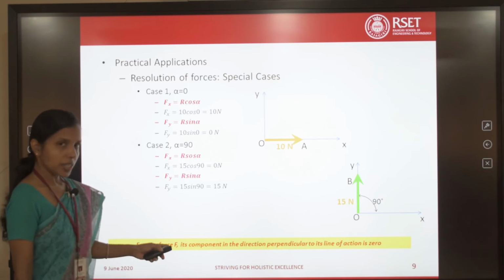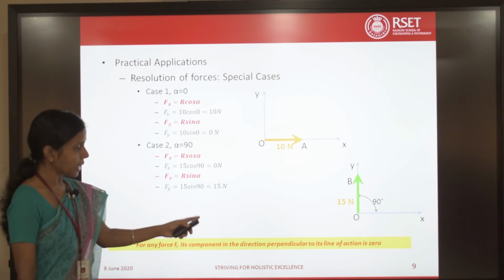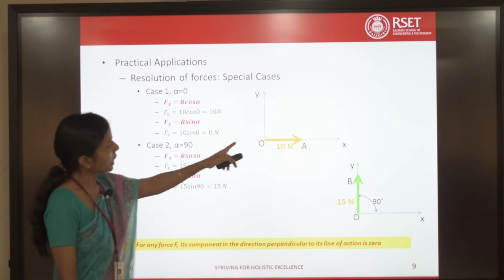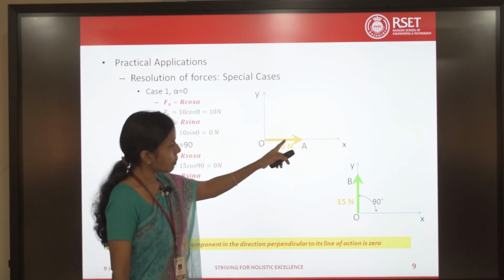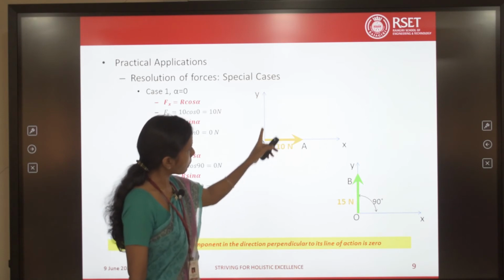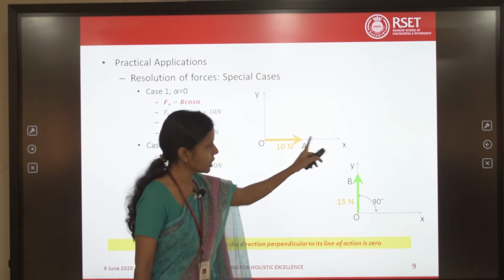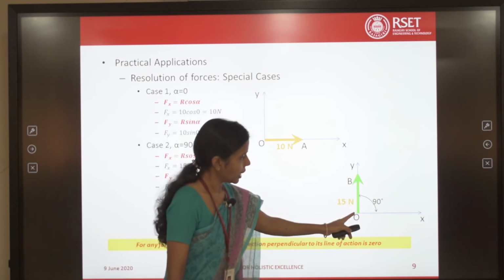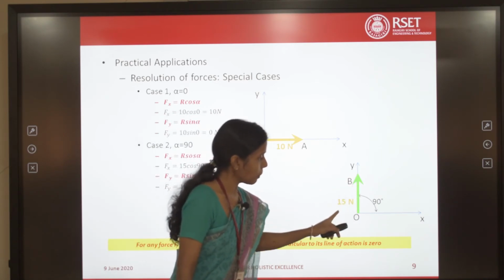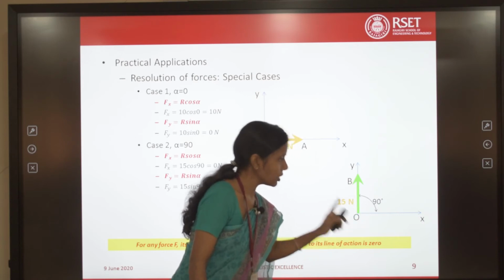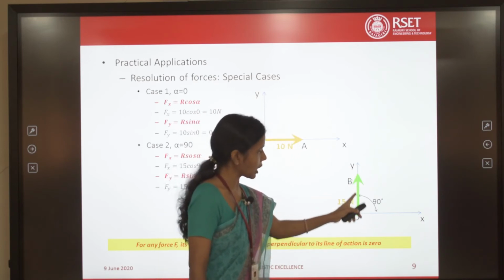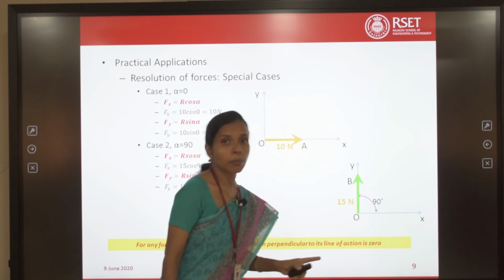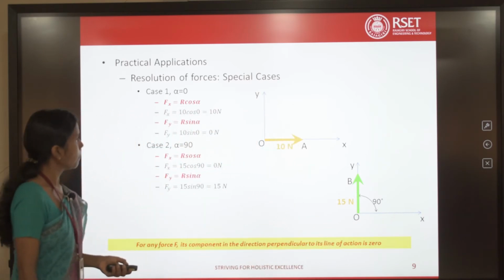For any force F, its component in the direction perpendicular to its line of action is 0. What is the line of action? This is the line of action for this force. Perpendicular means this line, right? There is no component in that direction, okay.